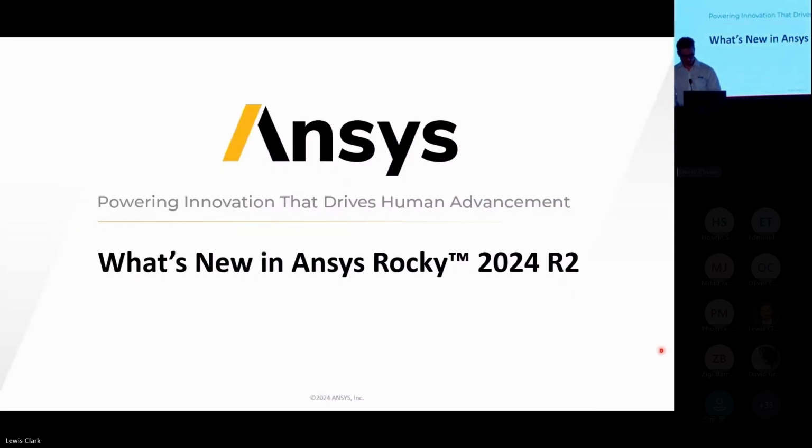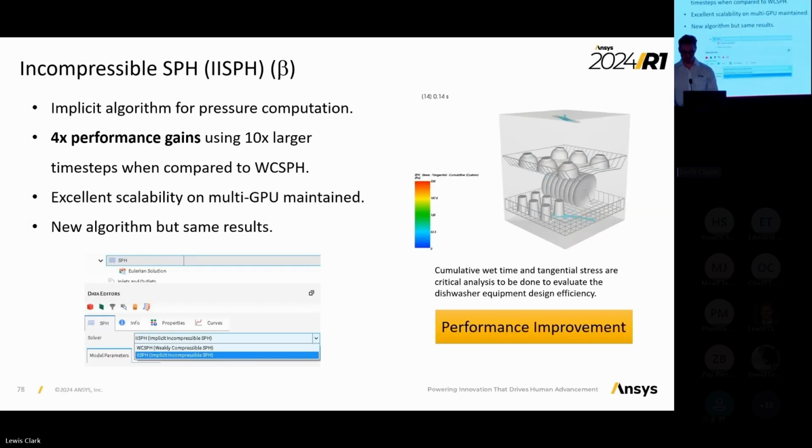Last topic, a few little additions in Rocky. I do apologize, not much of this is DEM based. It's all pretty much still fluids. It's looking at the SPH side of things. We've now got an implicit algorithm for SPH. The main thing to take away from this is it's faster than the weakly compressible approach, which is the default that's been in there until now. So essentially SPH is just a little bit more accessible than it has been.